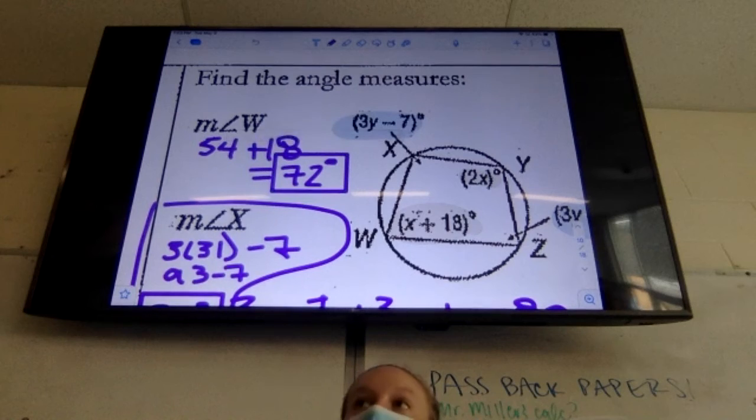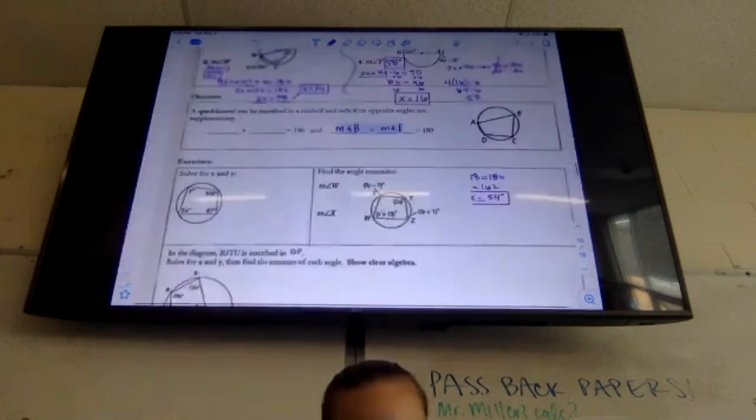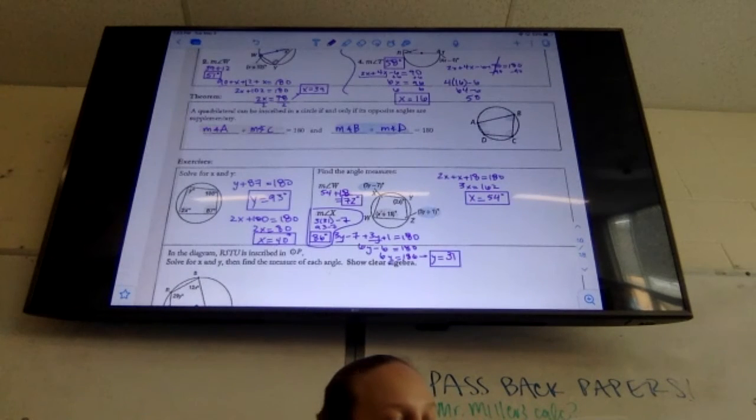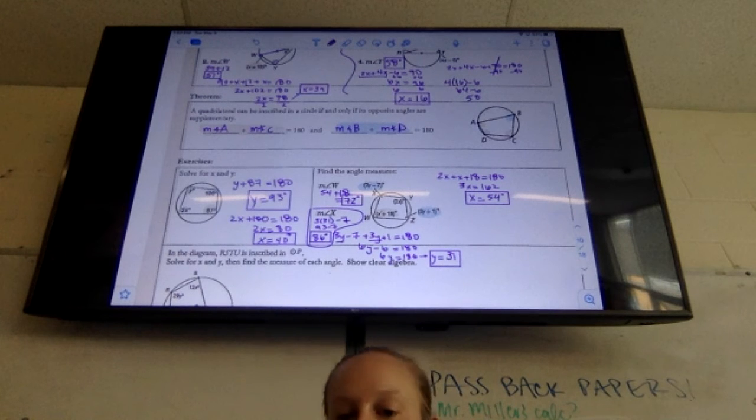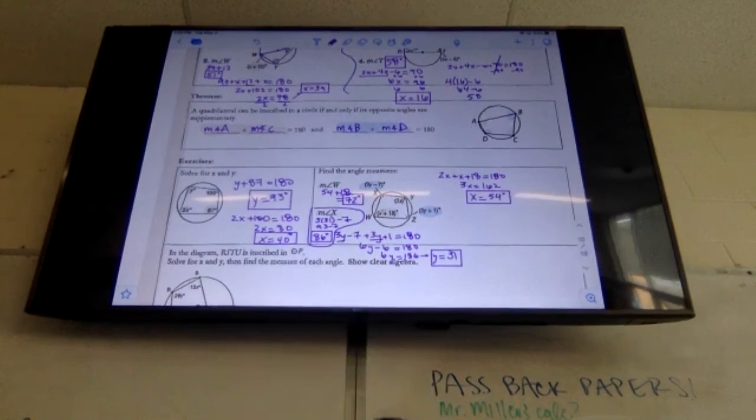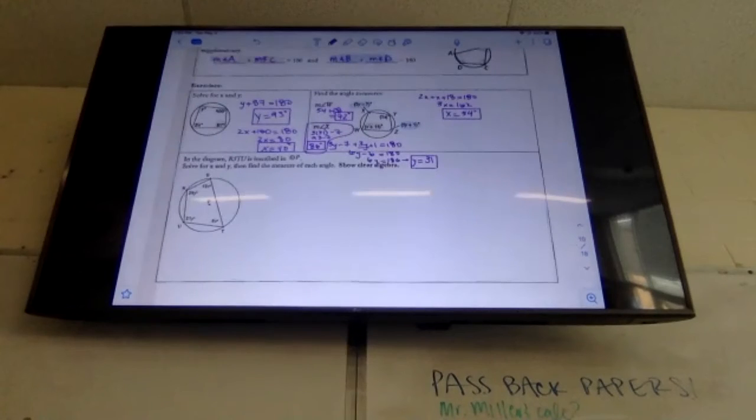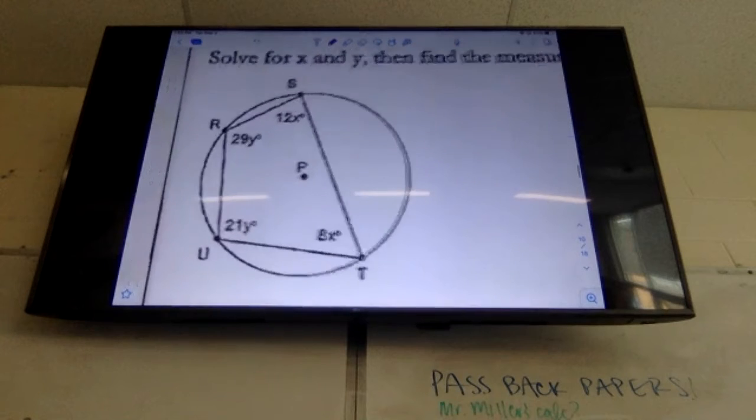All right, I've got one more problem. Don't give up on me yet. One last problem. This one says, in the diagram below, RSTU is inscribed in circle P. Solve for x and y and find the measure of each angle. Show clear algebra. All right, let's start going.